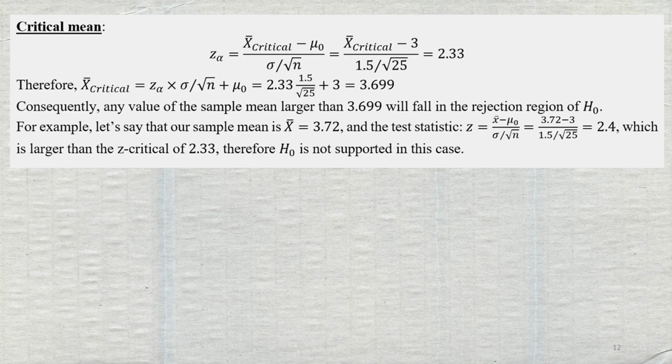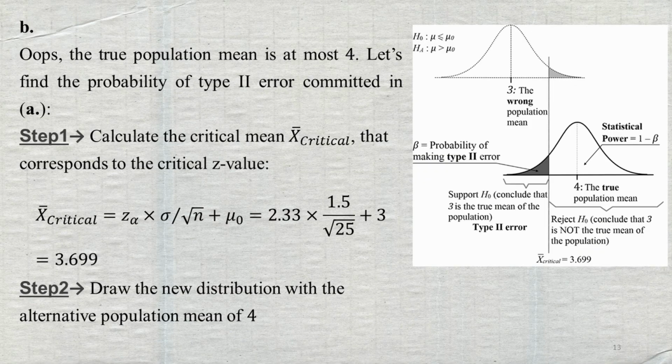For example, let's say that our sample mean is 3.72, and the test statistic, z, equals 2.4, which is larger than the z-critical of 2.33. Therefore, H0 is not supported in this case. Question B. Oops, the true population mean is at most 4. Let's find the probability of type 2 error committed in question A.